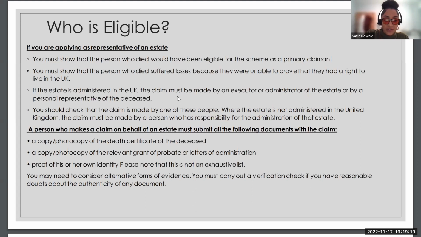You may need to consider alternative forms of evidence. You must carry out a verification check if you have reasonable doubts about the authenticity of any documents. So if you look at any of the documents of your parent or grandparent and you're not sure if they're valid or not, then this is your responsibility. But you should only send any verified documents to evidence your application.